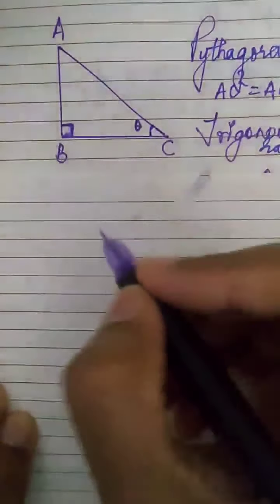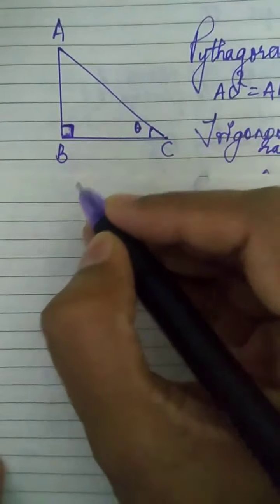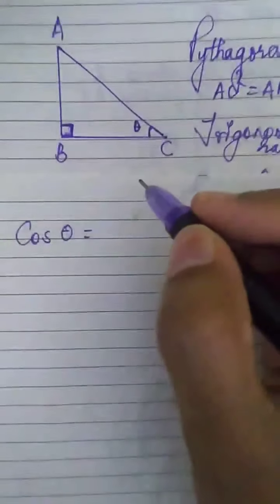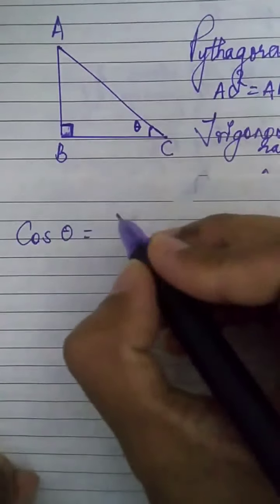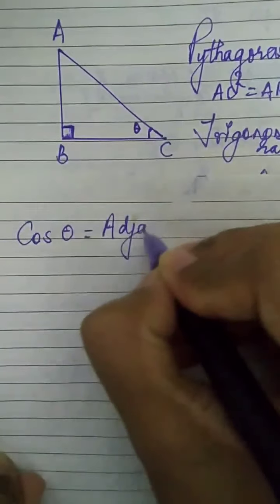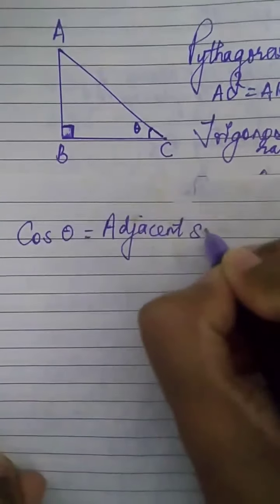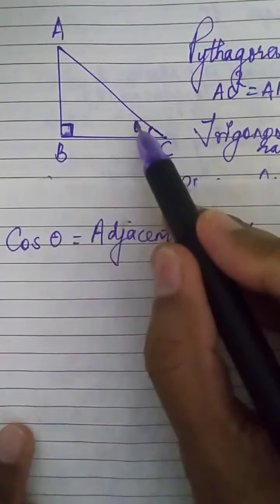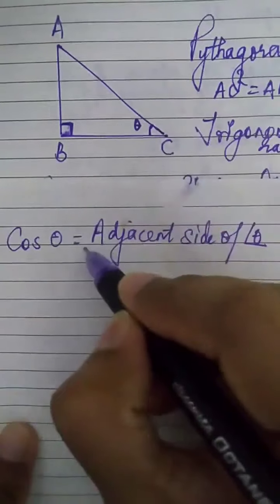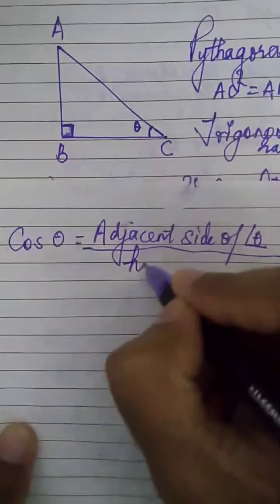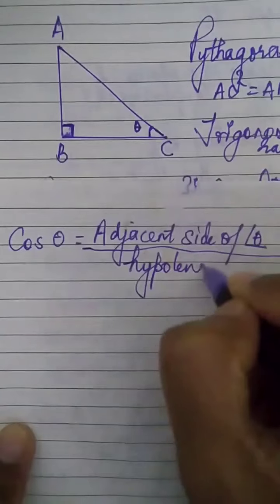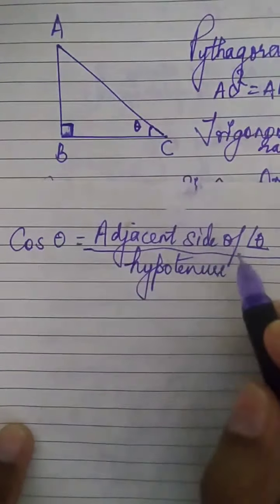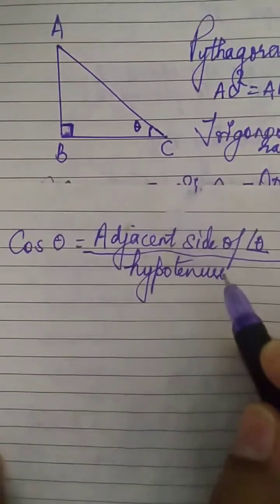Now let us learn the second trigonometric ratio. As I told you, after sin, cos. Cos theta is equal to, for cos theta, the formula is adjacent side of angle theta upon hypotenuse. Now, hypotenuse will remain the same. Repeat, cos theta is equal to adjacent side of angle theta upon hypotenuse.